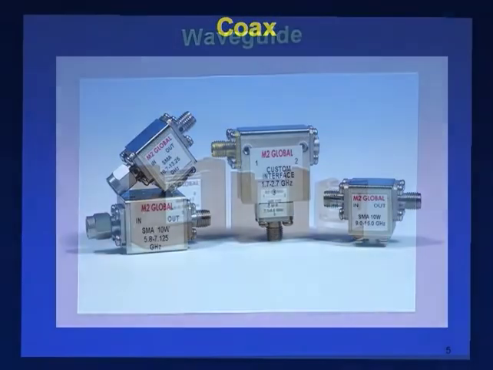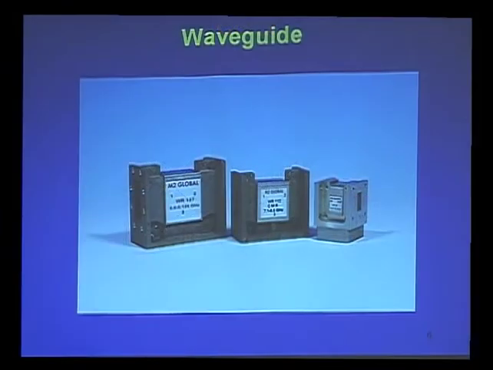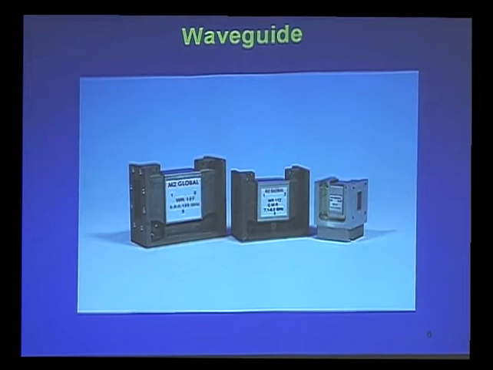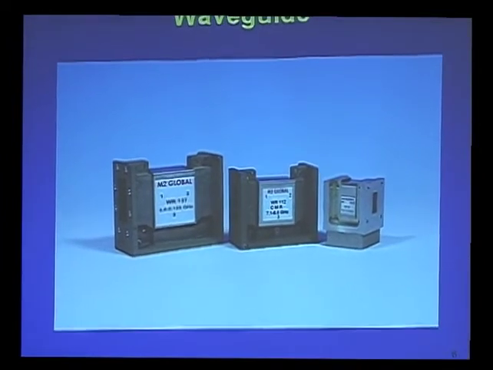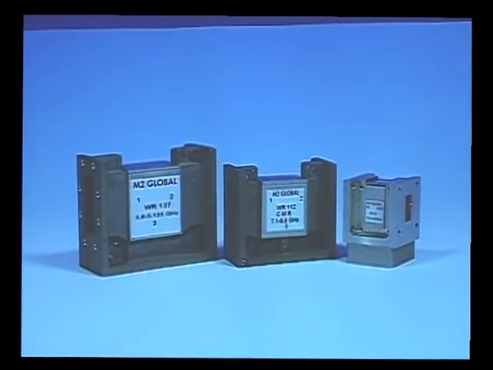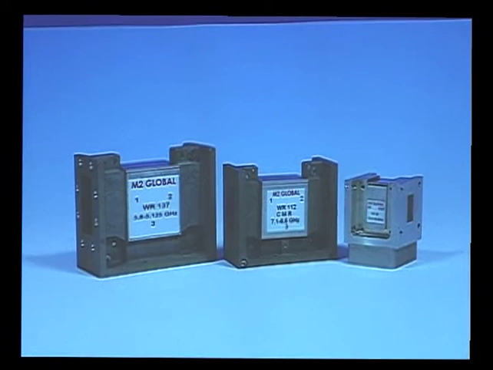And here are waveguide circulators and one isolator. Here you see the termination on the bottom of this isolator, and the energy will come in or out here and in or out the other side.